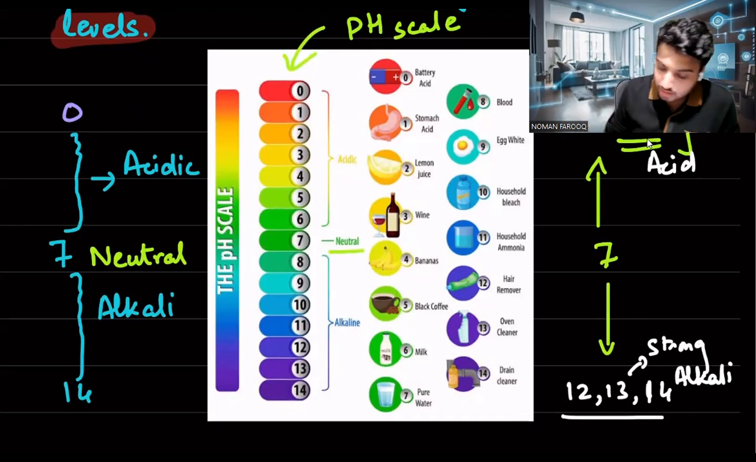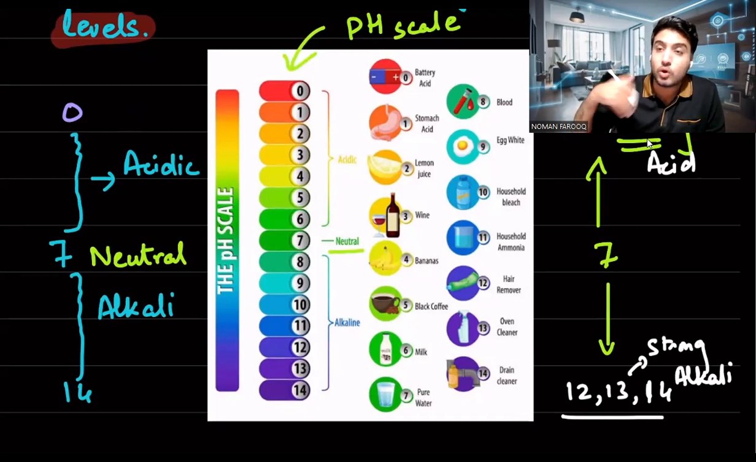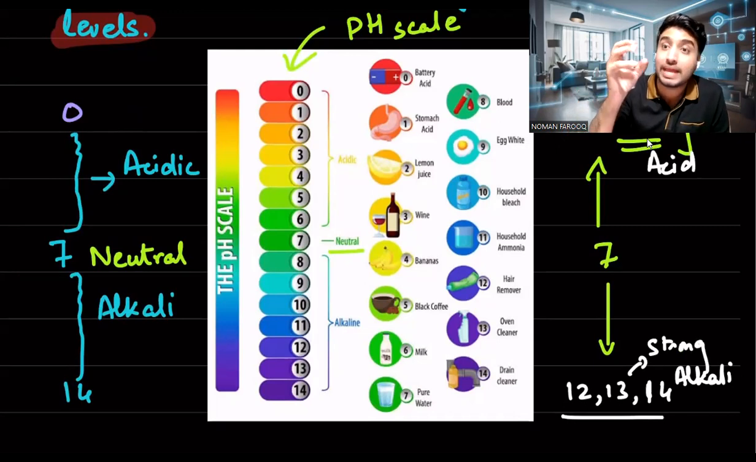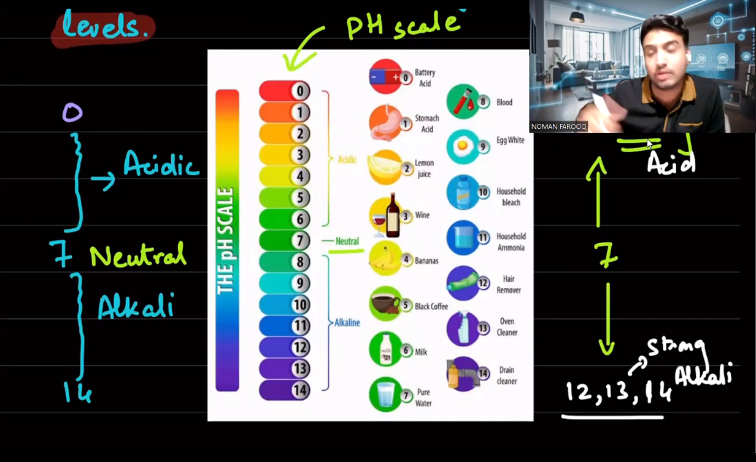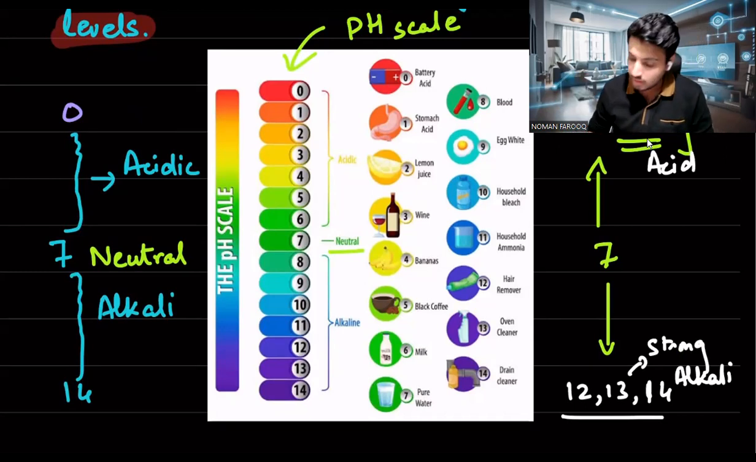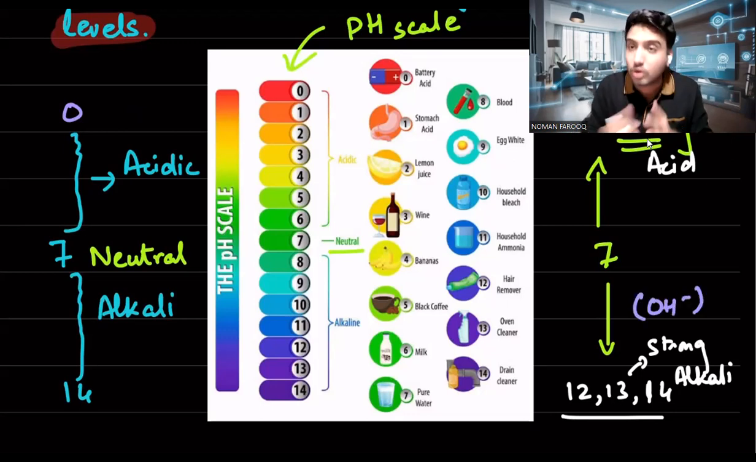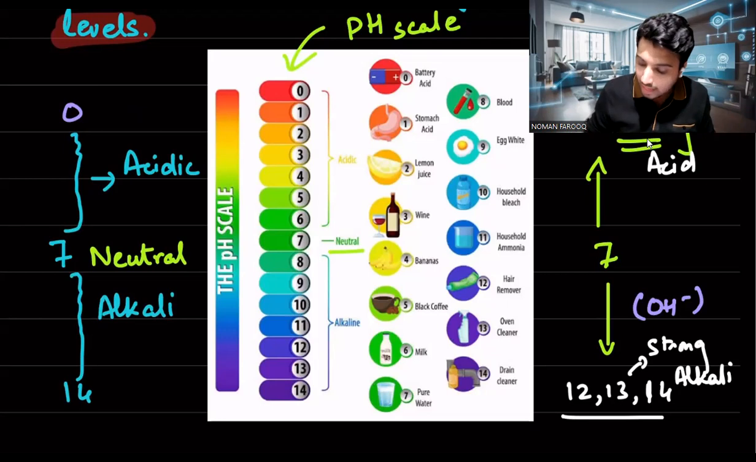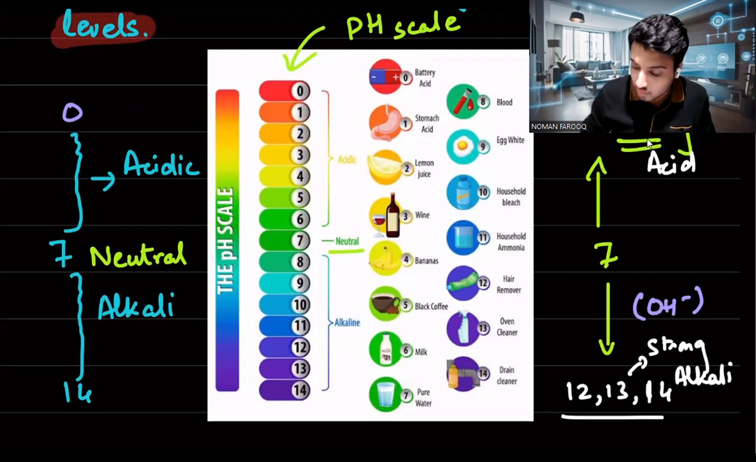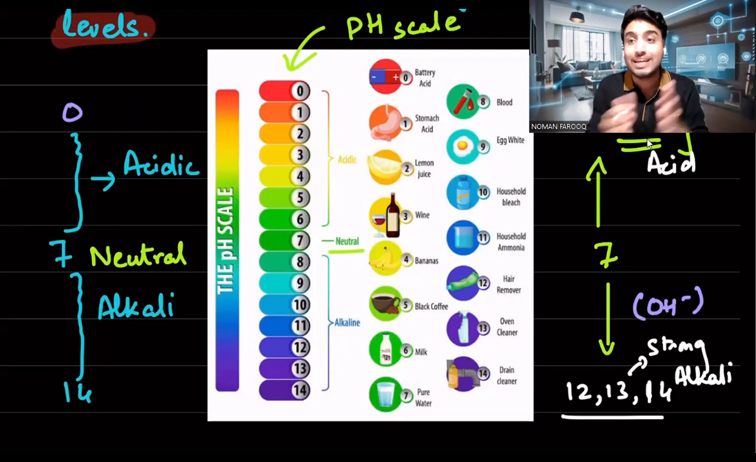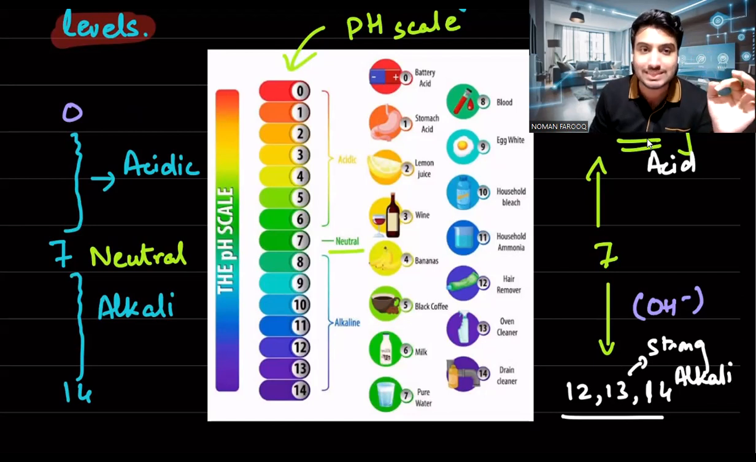All right. So this is the information regarding the pH scale. Strong acid means it has more H positive ions. Strong alkali means it has a higher concentration of OH negative ions. And at 7 it has an equal amount of H positive and OH negative ions, so it is considered neutral. So this is the pH scale.